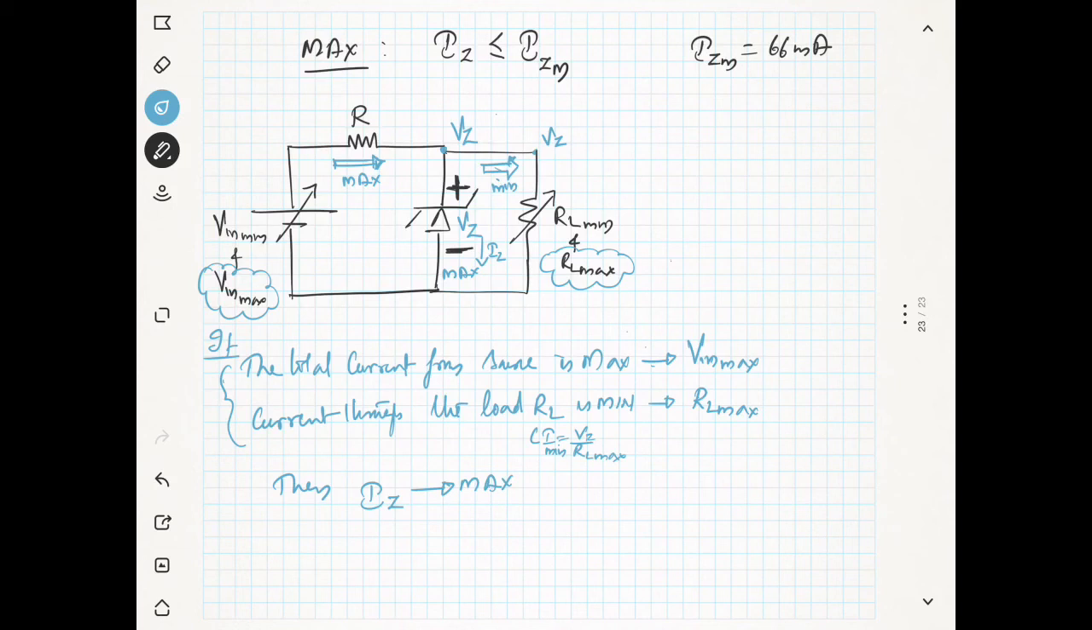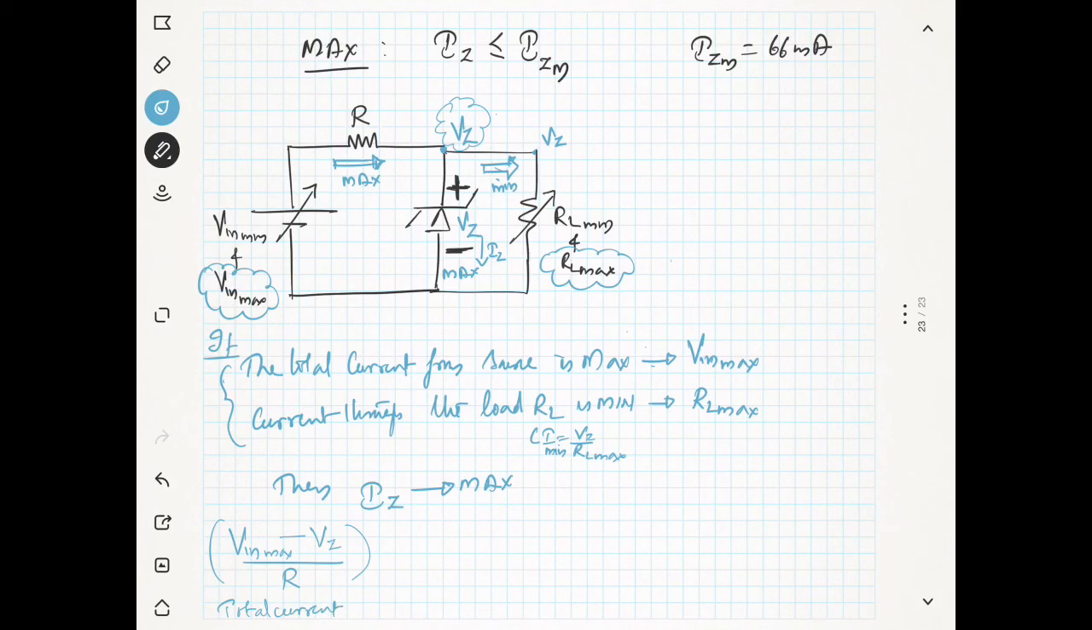So we will write the equation. You know that this is Vz and this is Vin maximum. So the maximum total current which is coming is given by Vin max minus Vz divided by our R. Okay, this is the total current which is coming.